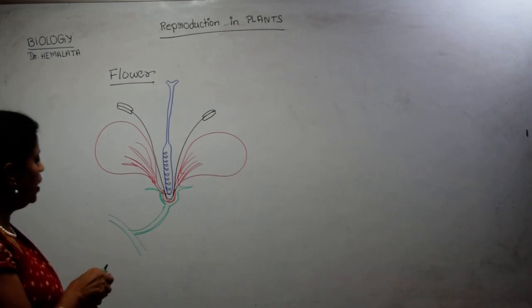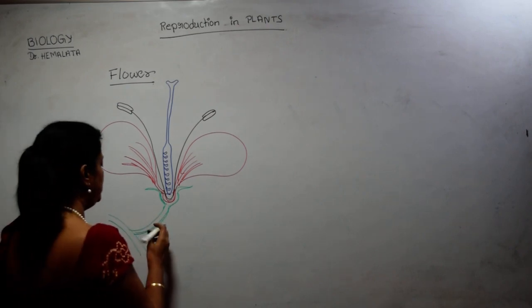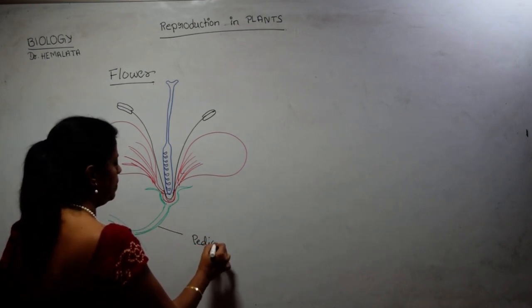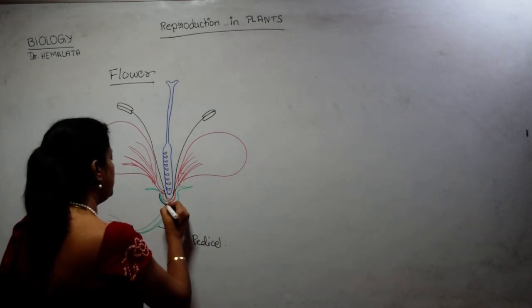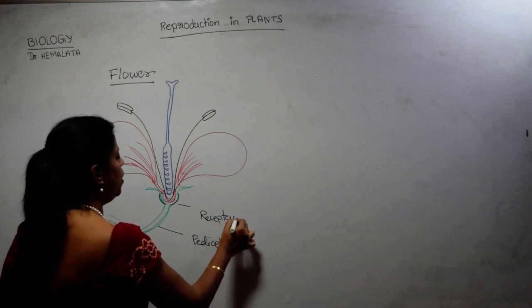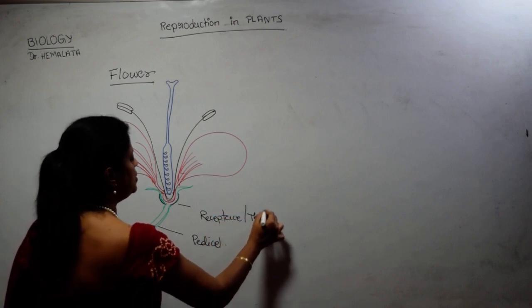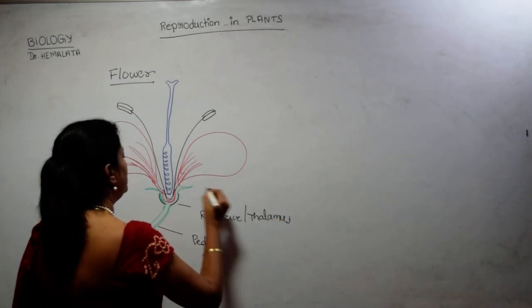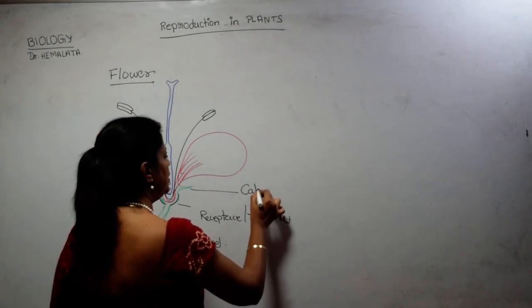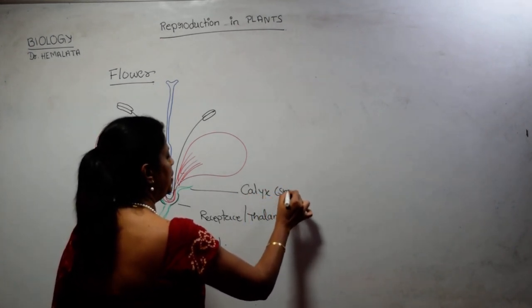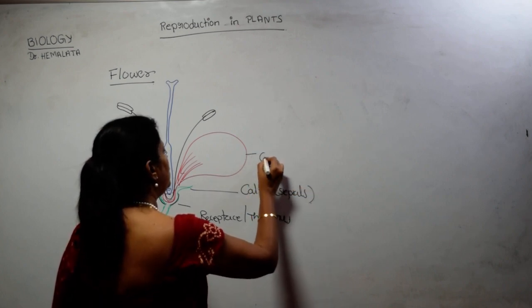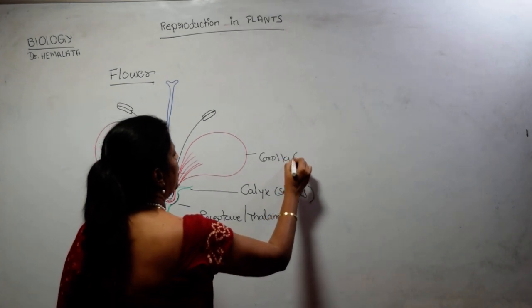Observe. Okay, so what are the things you have to label? First one, this stalk of the flower we call the pedicel, and the swollen portion whatever you are observing here is called a receptacle, or you can call it the thalamus. Then the first whorl of the flower is called calyx, and its units are called sepals. Then the second whorl is called corolla, and each unit is called a petal.